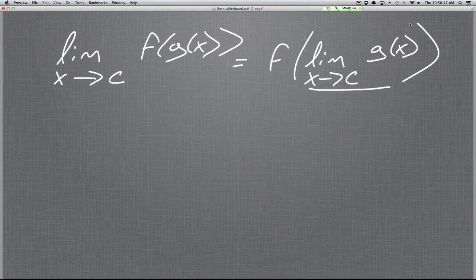Take that out. What is that part telling me to do? Find the limit of g of x, and once I find the limit of g of x, what do I do? Plug it into the function f. That's what it tells me to do. So you're going to find the limit of the inside function, and then take that limit and plug it into the outside function. That's what it wants me to do.